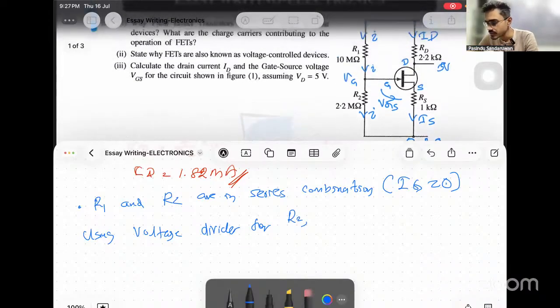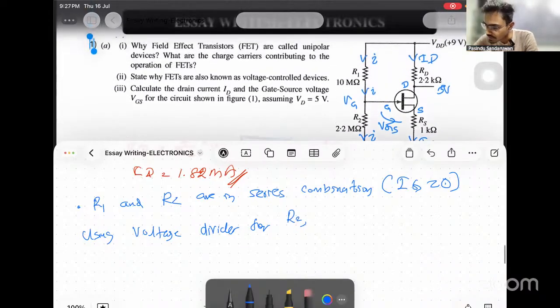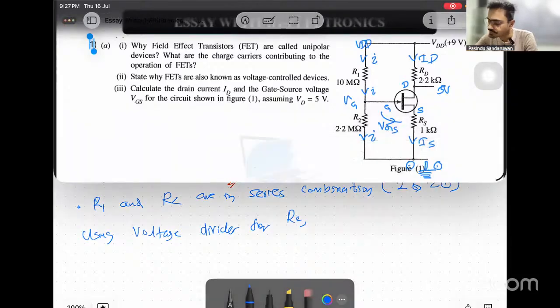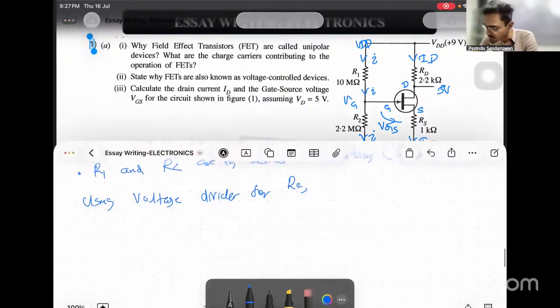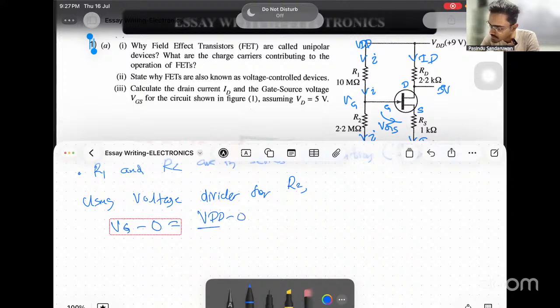Then the total potential difference across that branch is, if this is VDD, same wire up to here, this is VDD, that is 9. Then if this is 0, same wire up to here 0, right? Then the total potential difference is 9 minus 0. The potential difference across my resistor is VG, then VG minus 0. Total is VDD minus 0 over R1 plus R2 into R2, right?